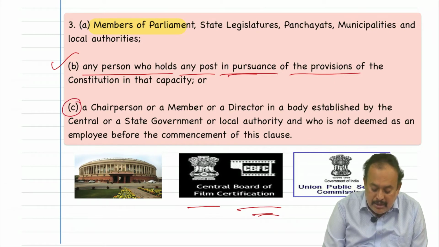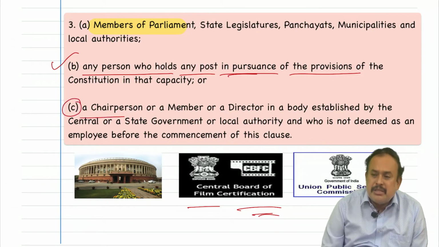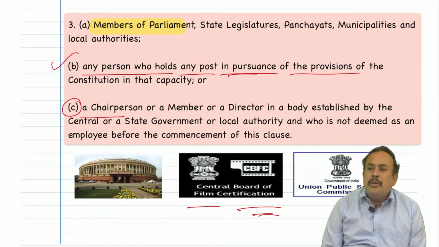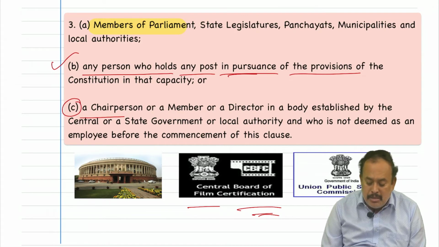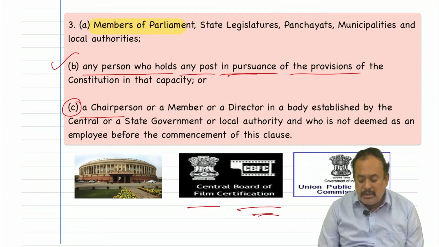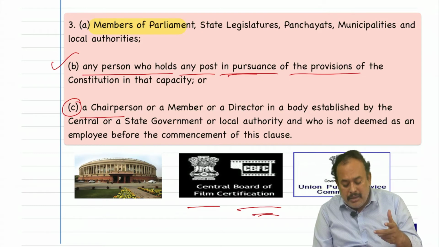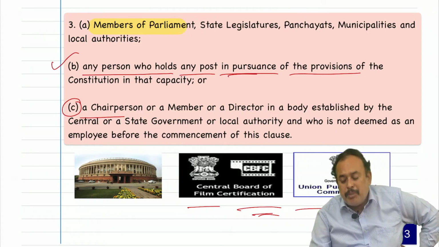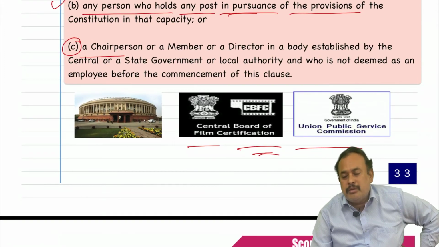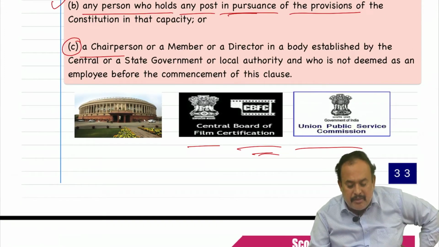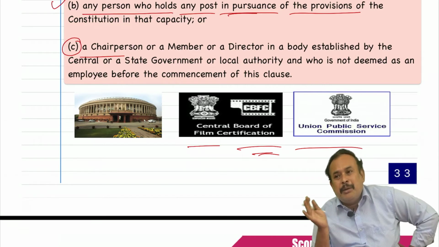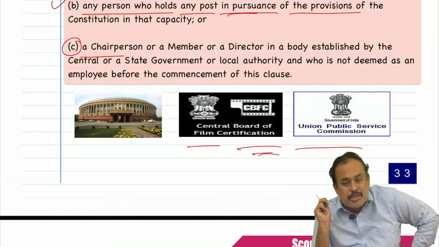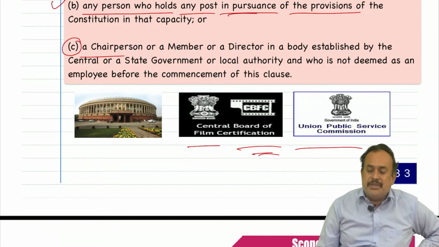Further, point number C: a chairperson or member or a director in a body established by central government, state government or local authority, who is not deemed an employee before the commencement of this clause, like the members of the Union Public Service Commission and so on. If they provide the service in their capacity, though they may not be employees of the government, they are not liable for GST, being specifically excluded from the scope of GST.